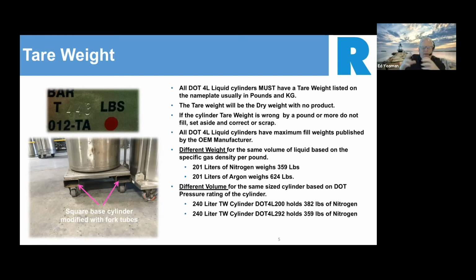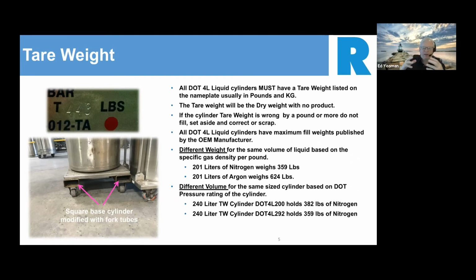A point I want to make too is that for the exact same volume of cryogenic material, there is a significant weight difference depending on the gas type. So you see 201 liters of nitrogen weighs 359 pounds, but the exact same volume, 201 liters of argon, weighs 624 pounds. They have different densities. So that's going to affect your level control, and it's going to have a serious effect on the final weight going out the door. But for the same volume of gas, you will have different volumes based on DOT rating.